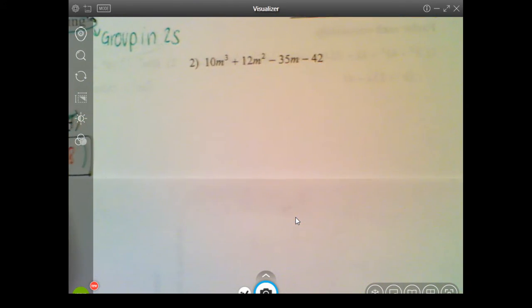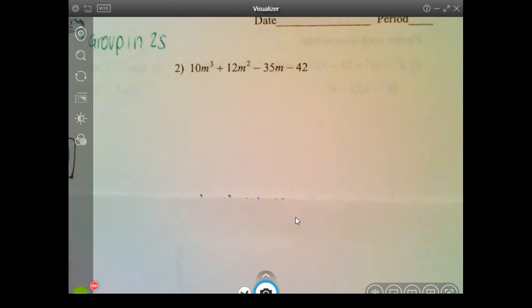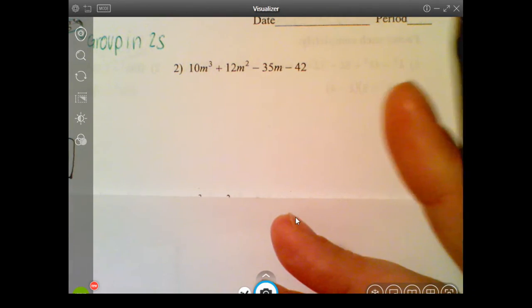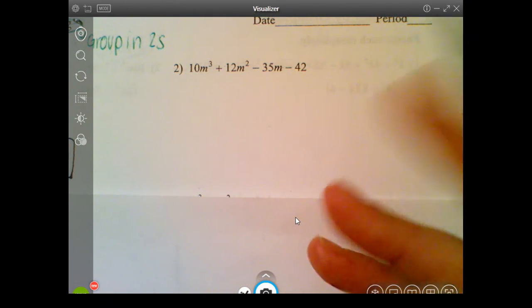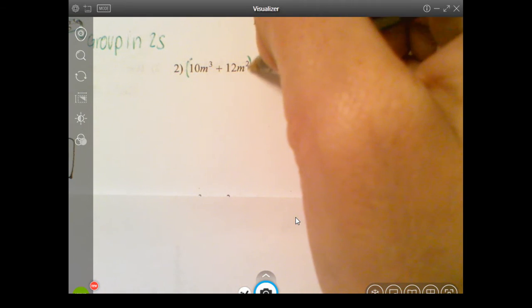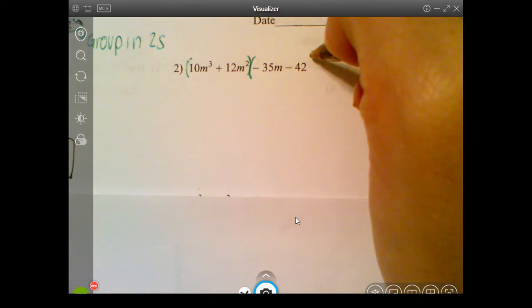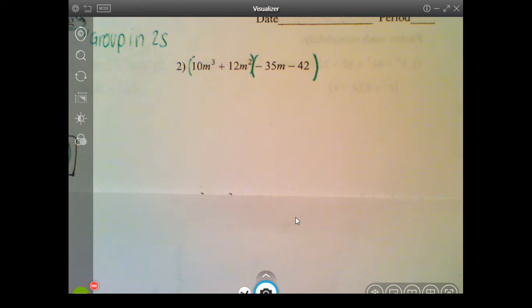Okay, we're going to do problem number 2. So we're going to do it the same way. Remember, if you have a polynomial with 4 terms, you can use the grouping method in order to figure out what it looks like in factored form. So here's my first and second term. I'm going to put a parentheses around them and group them. And I'm going to put a parentheses around my third and fourth term.